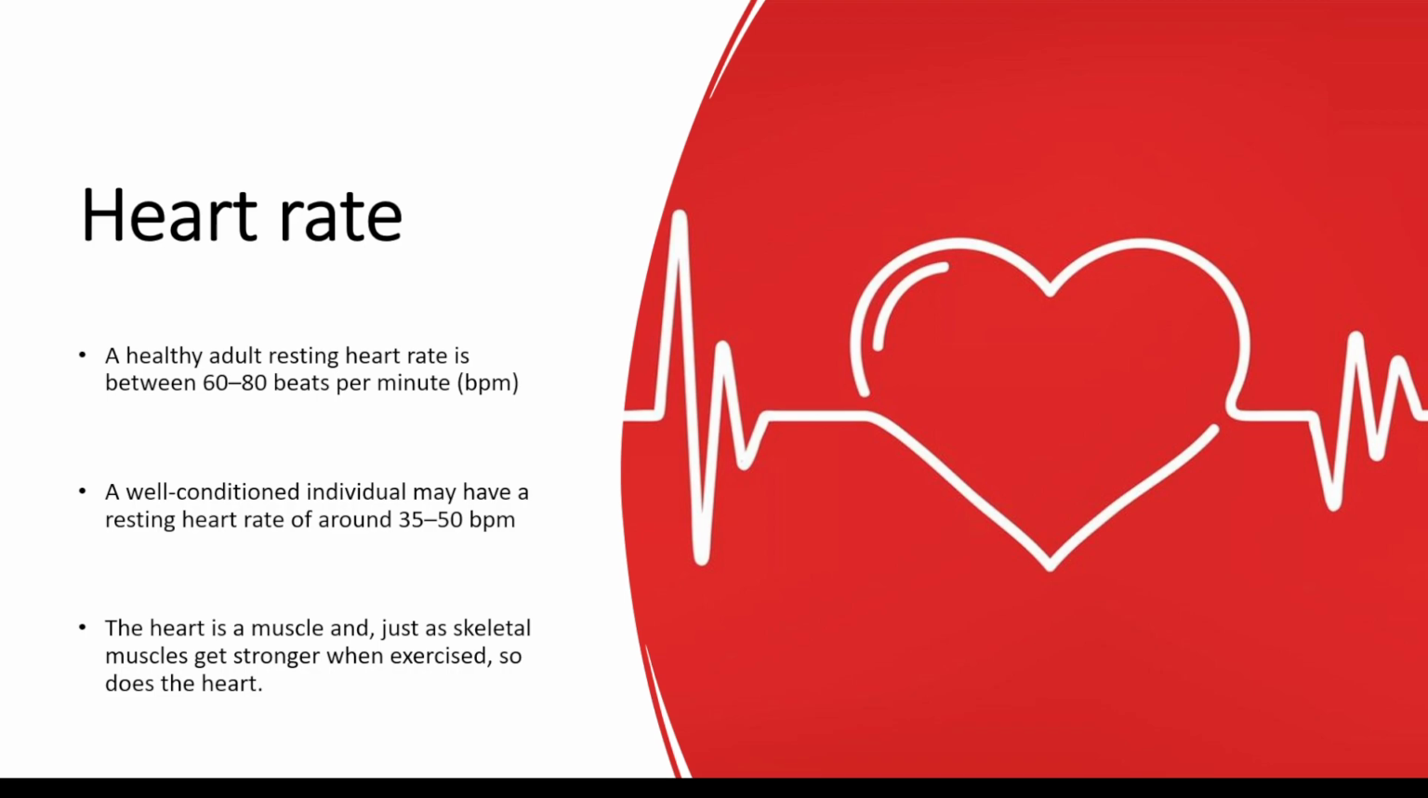So a healthy adult should have a resting heart rate of anywhere between 60 to 80 beats per minute. Anybody who is a well-conditioned individual, so we're talking like athletes, should be around 35 to 50 beats per minute. And then just looking at that bottom quote there, it says the heart is a muscle, and just as skeletal muscle gets stronger when exercised, so does the heart. So as the heart gets stronger with exercise, it can push more blood out with each contraction. So it's why a healthy individual will have a slightly lower resting heart rate, because it doesn't need to beat as fast to get blood around the body.